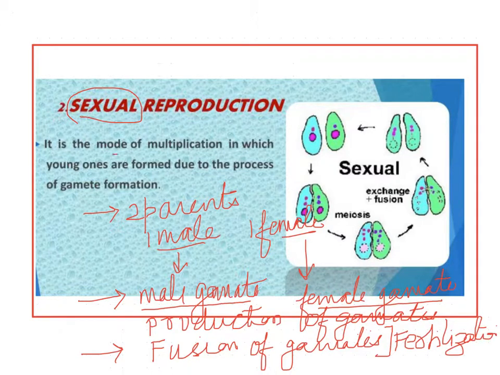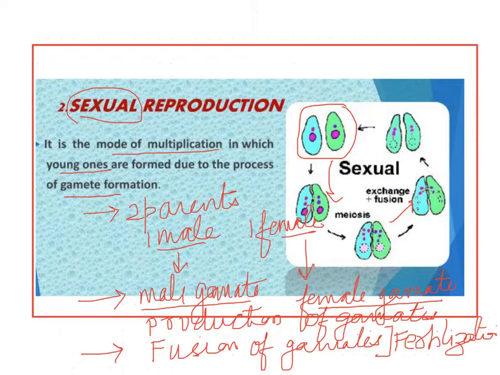So it is a mode of reproduction, a mode of multiplication in which the young one or the child is born due to the process of gamete formation. So हमारे पास यहाँ पर दो individuals हैं, let's suppose one will act as a male and the other as female. So दोनों के अंदर gametes की formation होगी, fusion होगा gametes का, and a new child will be born. So in this process, two parents are required, one male and one female. Then there is production of gametes, and then fusion of gametes. And after the fusion of gametes only, the new individual will be born.